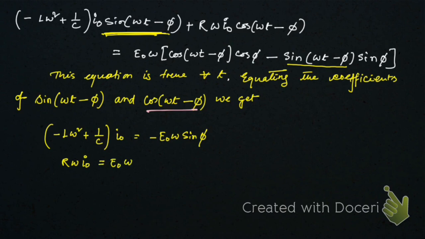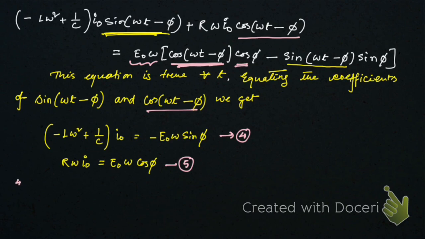equal to e naught omega cos phi. If you take the right hand side coefficient, you can see its coefficient will be e naught omega cos phi, right? And on the left hand side, this is the cos omega t minus phi, its coefficient is this. So this must be equal to e naught omega cos phi, right? So hope you have understood this. Now let me take this as equation number 4 and this as equation number 5, right?